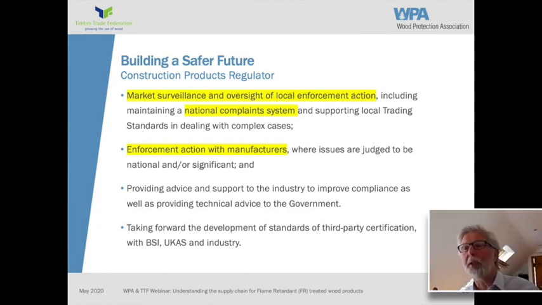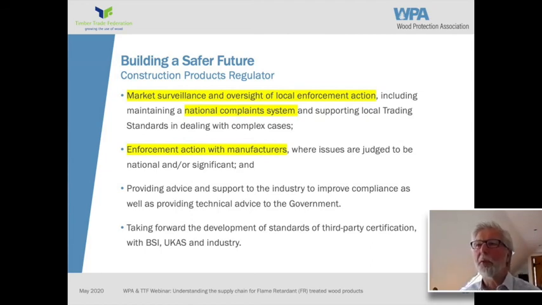These such things exist in other European countries, but not here. It's very difficult to know where to go if you're unhappy about a product or paperwork or whatever it may be. But the intention is to set up a system that you can log into, to raise the profile of enforcement action with manufacturers and to develop, as I say, standards of third-party certification. These are aims that our industry should thoroughly applaud. It's what we've been asking for.